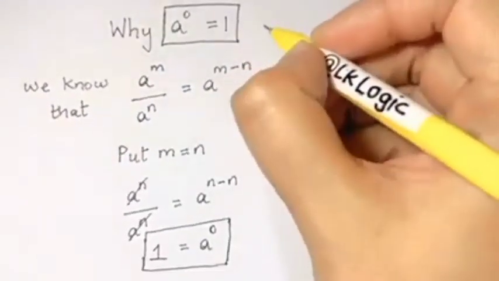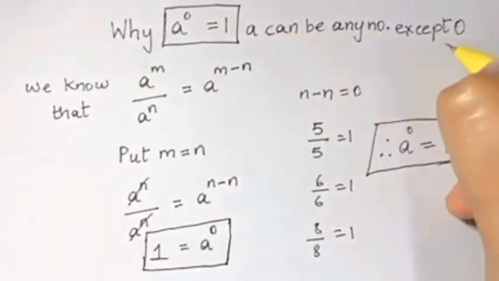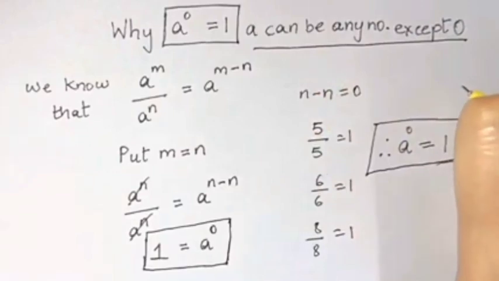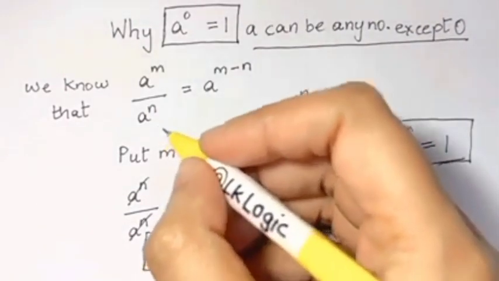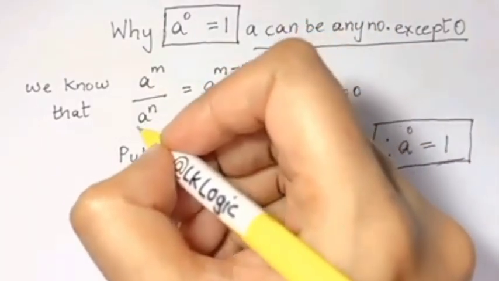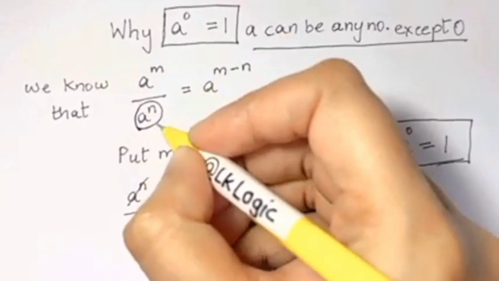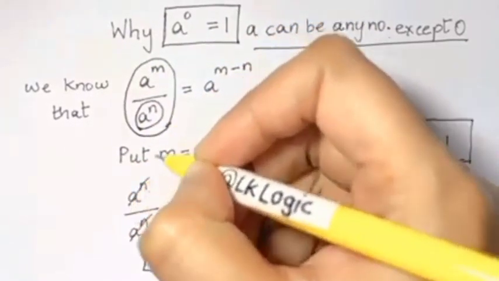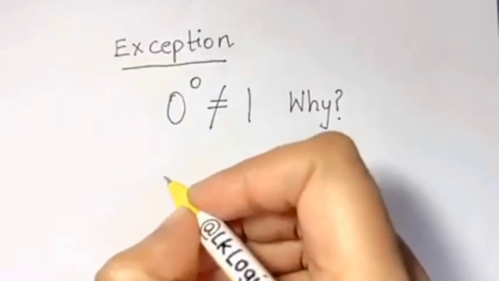This is clear, right? a to the power of 0 equals 1. So here a can be any number except 0. Now what is the problem with a being 0? If a is 0, then the denominator part, a to the power of 0, becomes 0. The denominator here becomes 0. And if the denominator is 0, then the fraction becomes undefined. So the left hand side is undefined. So 0 to the power of 0 equals undefined, or it is meaningless.